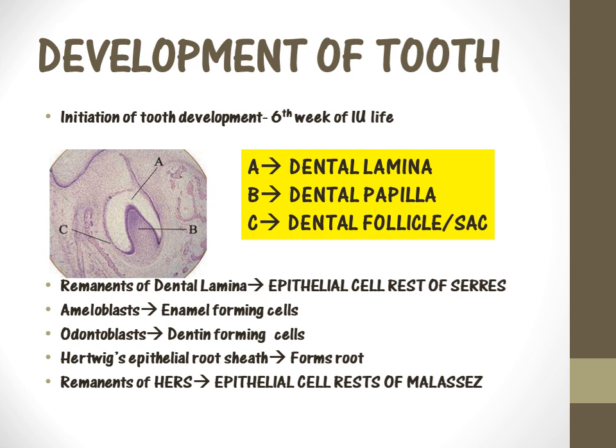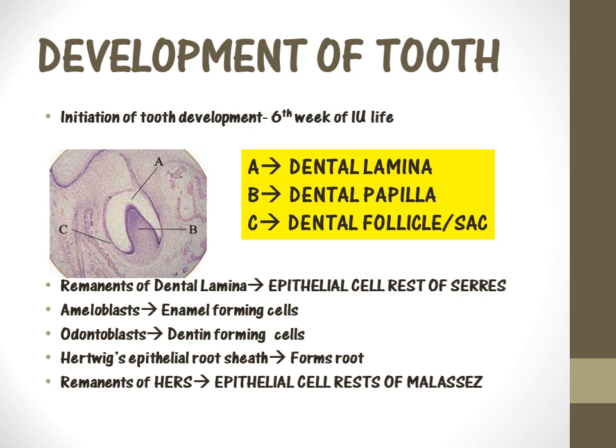These are called the epithelial cell rests of Serres. The cells that form enamel are called ameloblasts. The cells that form dentin are called odontoblasts. And the root is formed by something called Hertwig's epithelial root sheath.